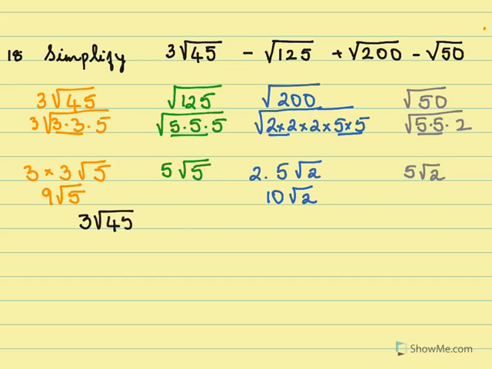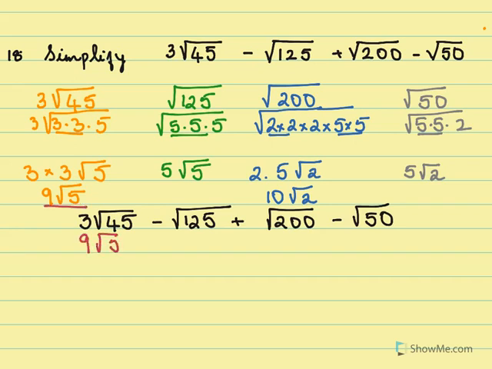Let's go back and write the sum. It was 3 under root 45. So this was the sum. So we have seen that 3 under root 45 was 9 under root 5. Under root 125 was minus 5 under root 5. Then under root 200 we found was 10 under root 2. This was plus, okay, so we just put plus here. This was plus under root 2, and under root of 50 was nothing but minus 5 under root 2.